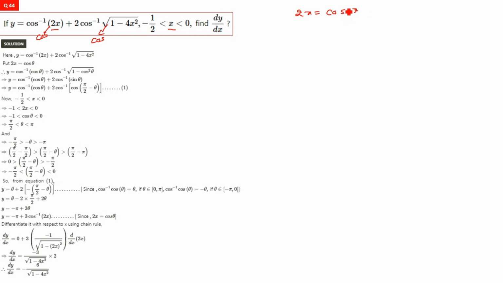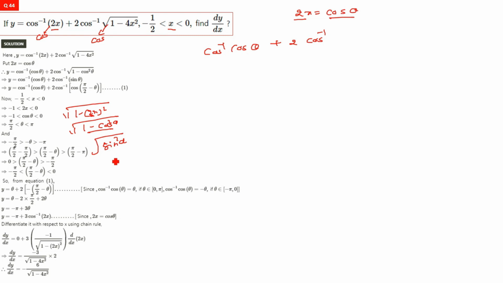So we'll put 2x equals cos theta. So it will be cos inverse 2x, which we have taken as cos theta, plus 2 cos inverse, and this is under root 1 minus 4x square. So it will be 1 minus, you can write it as 2x whole square, it is 4x square only. 2x we are putting as cos theta. So 1 minus cos square theta, and 1 minus cos square theta is sin square theta. And there is an under root, so sin theta will come out.